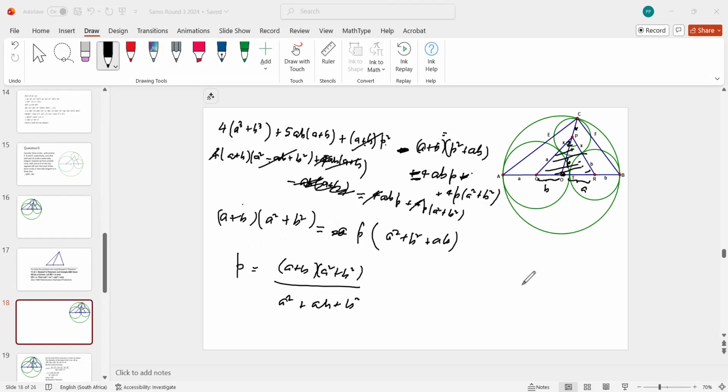And we still have to find x. But remember that p plus x is a plus b, where p plus x is the radius of the large circle, and so is this. So I can find x. x is equal to a plus b minus all this stuff.